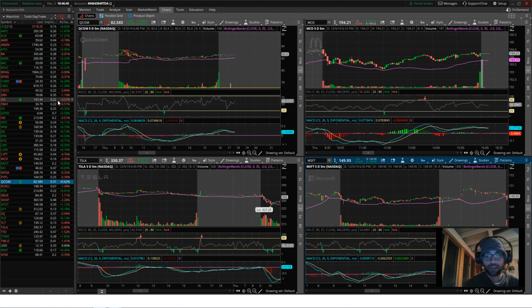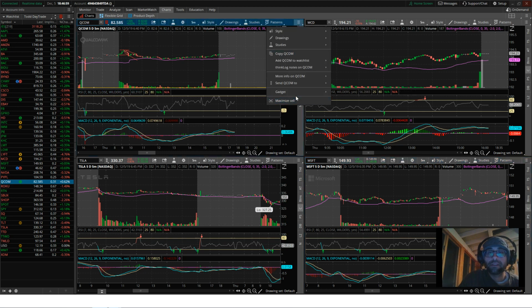So I'm familiar with the charts for all of these, and I'm not really looking to add any more tickers to this. I do have a couple indexes that I trade that aren't on this list, but anyway, we'll start off with Qualcomm. So I can actually maximize this.